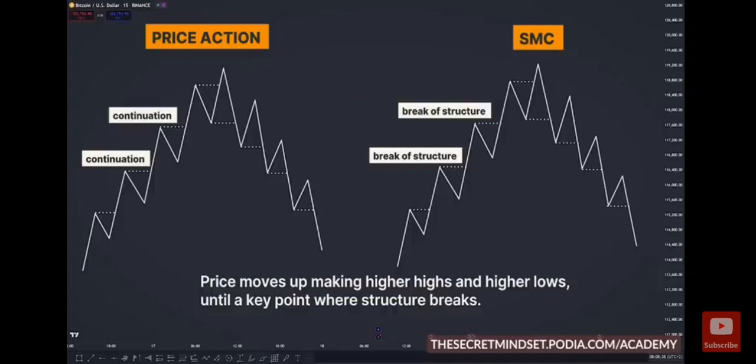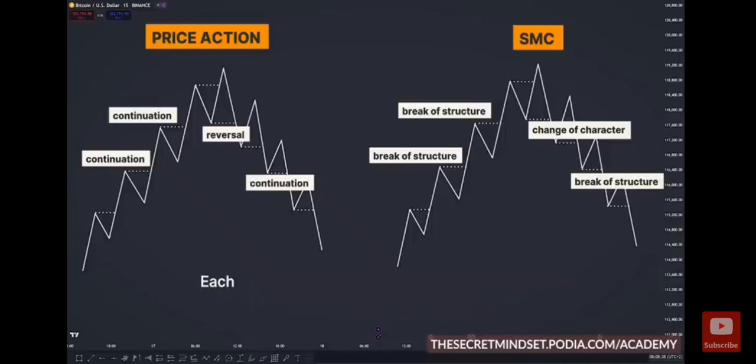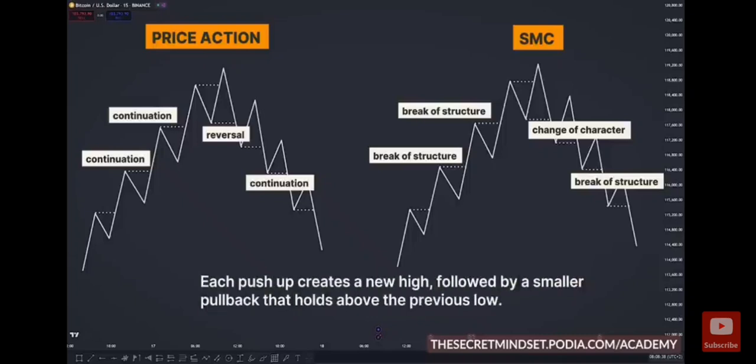In pure price action terms, you spot a trend by watching how price climbs in a stair-step pattern. Each push up creates a new high, followed by a smaller pullback that holds above the previous low. Notice how on both sides of the chart, the pattern looks identical. That's because whether you call it trend continuation or break of structure, the price behavior stays the same.